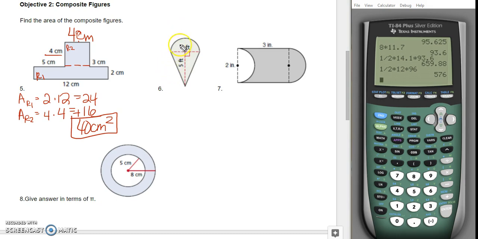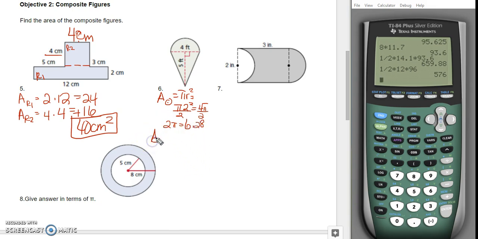For number 6, I have a semicircle, that is a half circle, and a triangle. So I'm going to take the area of my circle. That's going to be pi r squared. That's going to give me pi times 2 squared, because my radius is used, not my diameter. And then I have half of that, so I'm going to take half. That gives me 4 pi over 2, which reduces down to 2 pi. And 2 pi, we're using 3.14, is 6.28.